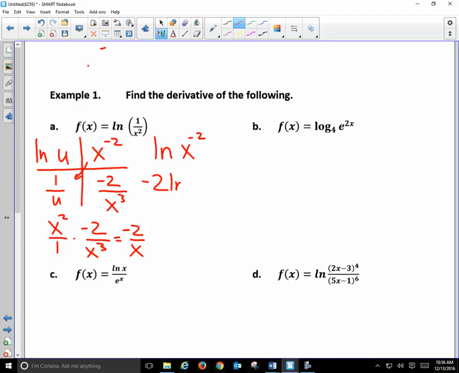Negative 2 natural log of x. Now, I haven't taken the derivative. I've just been rewriting it. So now I'll take the derivative. What's the derivative of natural log of x? 1 over x times negative 2. You'll get f prime is negative 2 over x. Well, that's pretty easy, isn't it? Derivative of natural log of x is 1 over x times negative 2 over x.